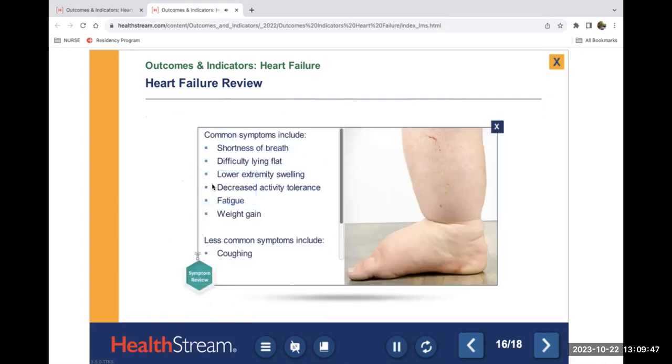Common symptoms include shortness of breath, difficulty lying flat, lower extremity swelling, decreased activity tolerance, fatigue, weight gain. Less common symptoms include coughing, feeling of abdominal distension, poor appetite, feeling lightheaded.